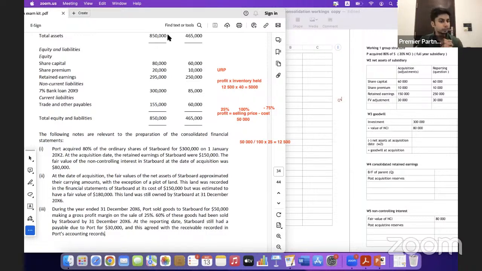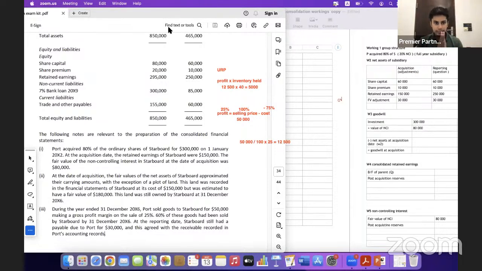Okay. Now the double entry. Guys, the double entry will differ slightly. It all depends on who is selling to whom. To be very honest, there are multiple ways of doing this URP. I'm going to go by the method that I always use.